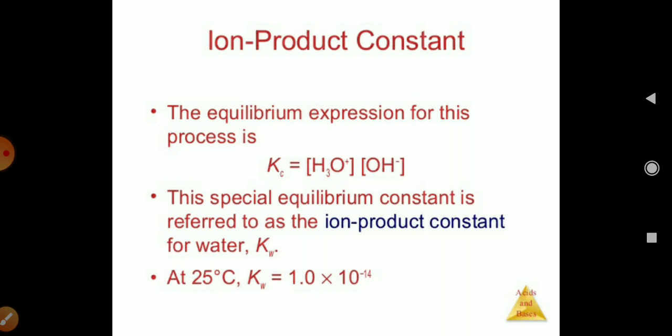Now, what is the ion product constant? The equilibrium expression for this process is Kc, which is directly proportional to the concentration of H3O plus and the concentration of OH negative. This special equilibrium constant is referred to as the ion product constant for water, which is denoted as Kw. At 25 degrees centigrade, Kw is equal to 1.0 into 10 raised to the power minus 14.